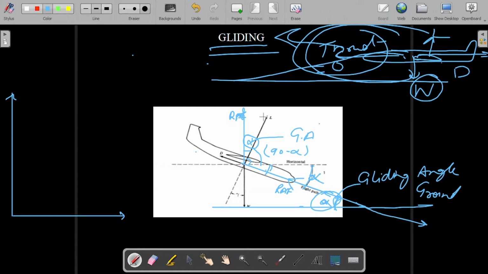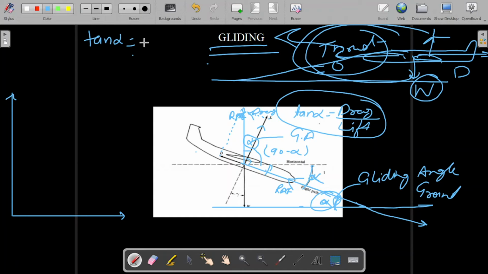I'll just draw a parallelogram here, connecting the drag and lift, with the resultant force as the diagonal. So this is the drag force acting in this direction. This is lift acting in this direction, and as you are aware, tan alpha is equal to perpendicular upon base, that is drag upon lift. This formula is very important. I'll write it here: tan alpha is equal to drag upon lift.